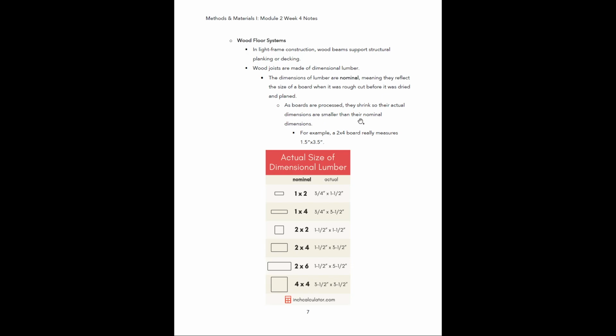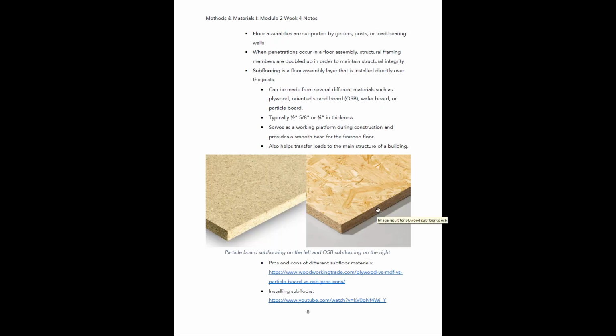So like this says, as boards are processed, they shrink to their actual dimensions, and the actual dimensions are smaller than the nominal dimensions. Usually this is a half-inch difference, typically with just regular dimensional lumber. So for example, a 2x4 board is really going to measure 1.5 inches by 3.5 inches. And here we have a little chart that's going to show you the nominal dimensions of a lot of typical lumber sizes.